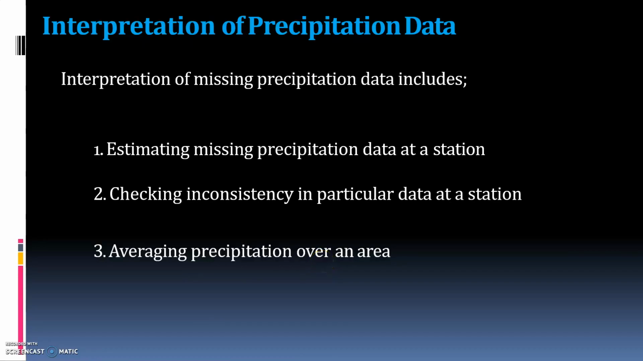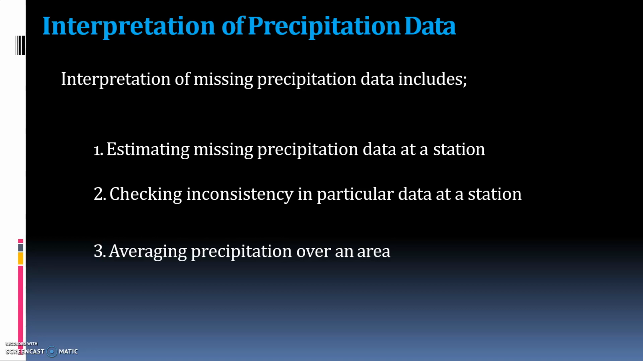Next, let us discuss interpretation of precipitation data. There are different methods of interpretation of missing precipitation data. The first one is estimating missing precipitation data at a station.